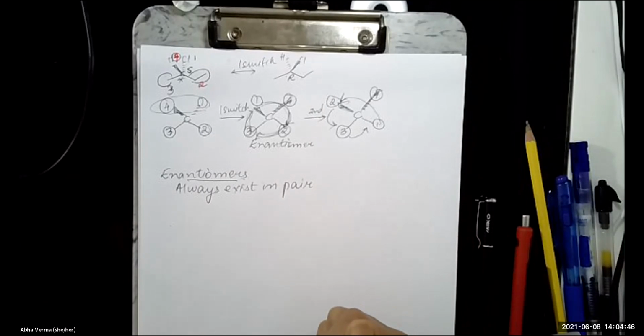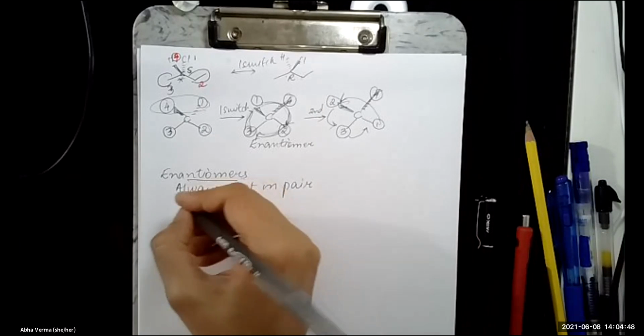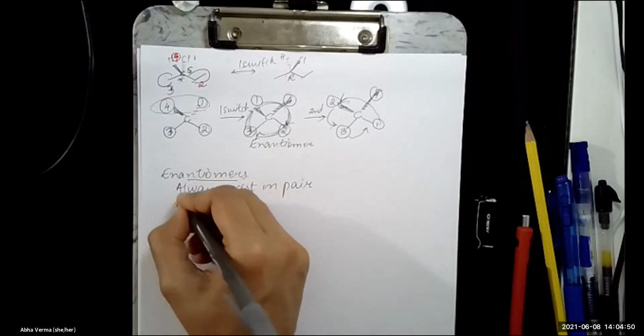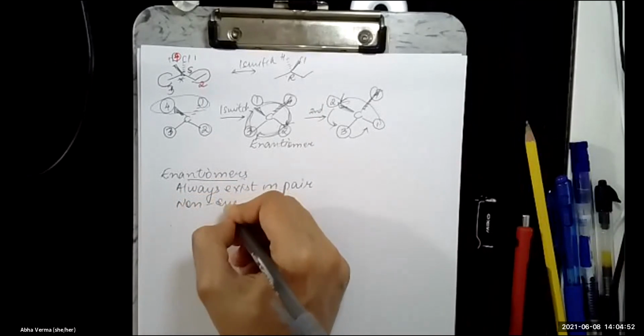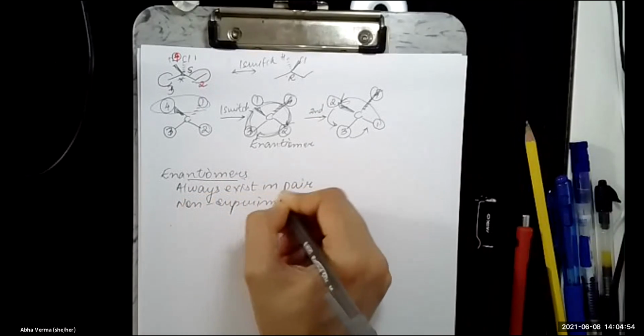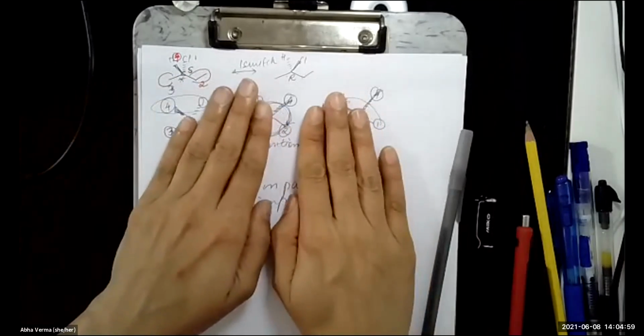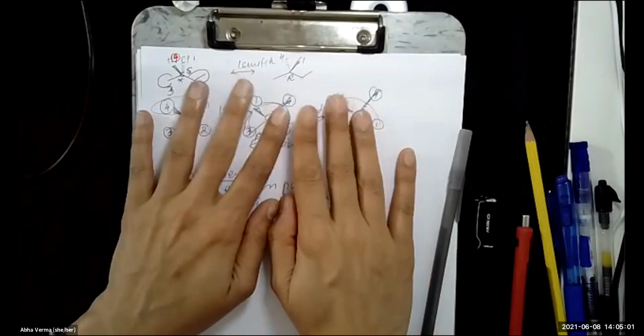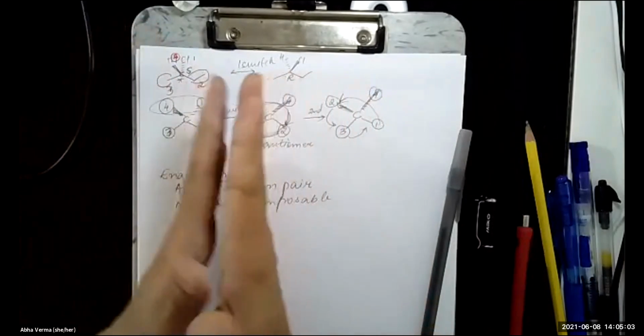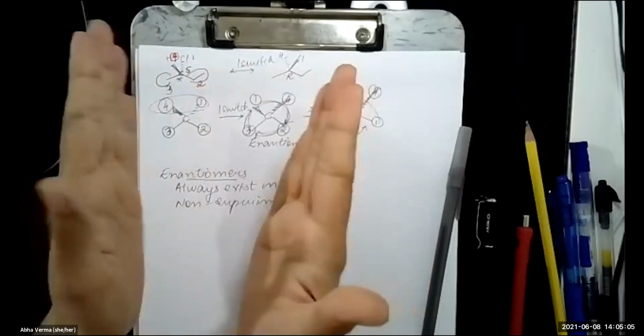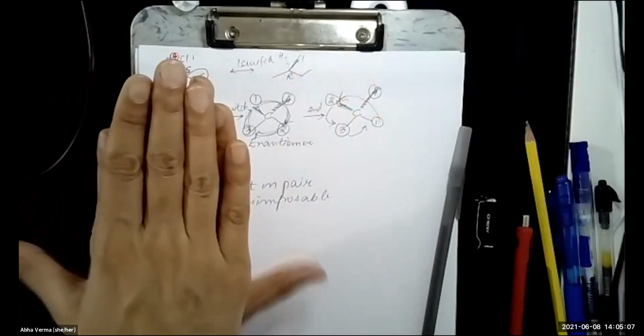Okay, they always exist in pairs. They are non-superimposable. What does that mean? Now, the best example of enantiomers is our hands. They are mirror images of each other, but non-superimposable.